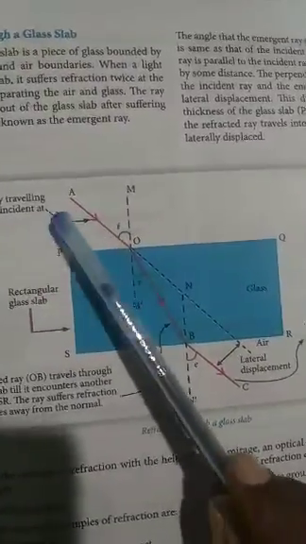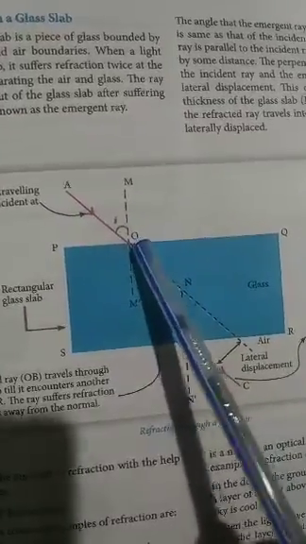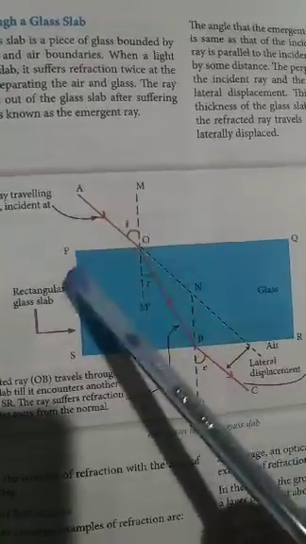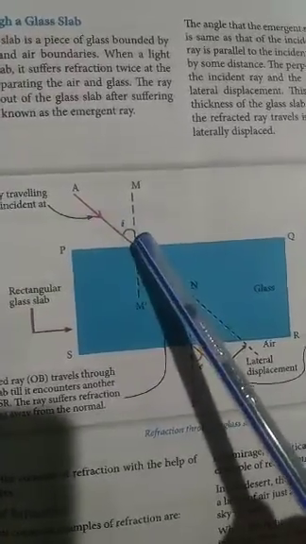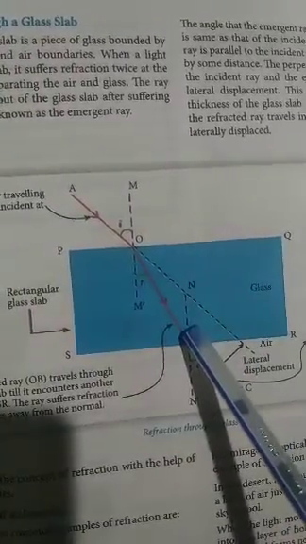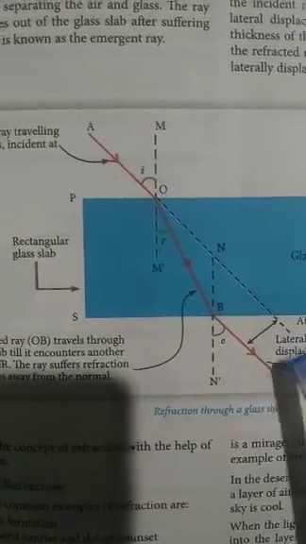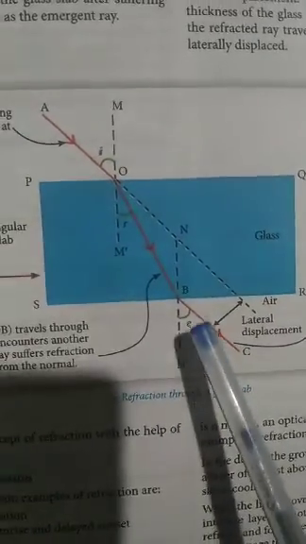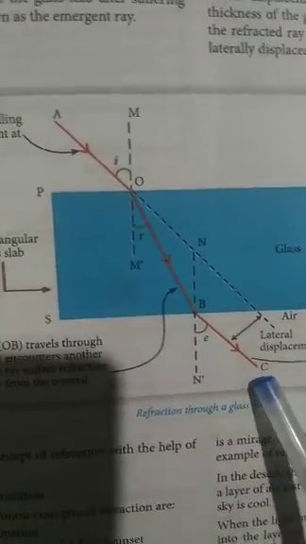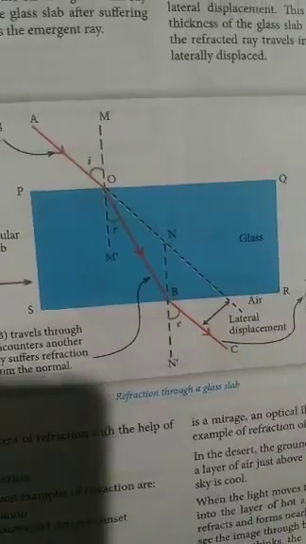Here AO is the incident ray at interface PQ. AO is the light ray traveling from air to glass, so AO is the incident ray and OB is the refracted ray for interface PQ. Now in the second interface, interface SR, from glass to air, OB is the incident ray and BC is the refracted ray or emergent ray.